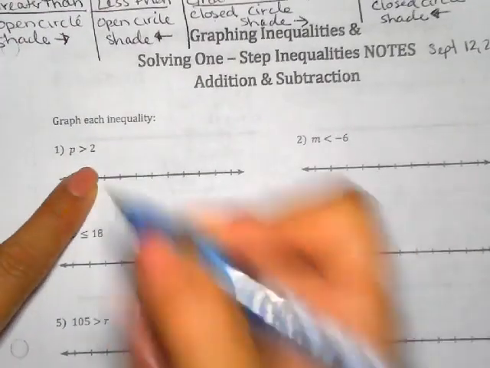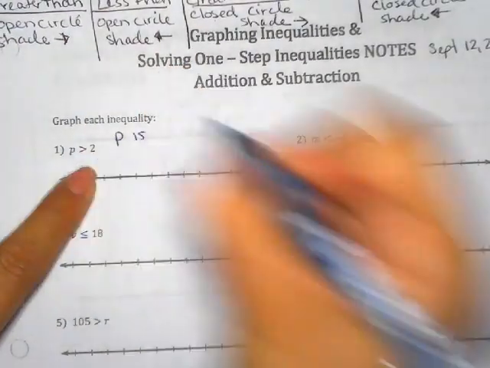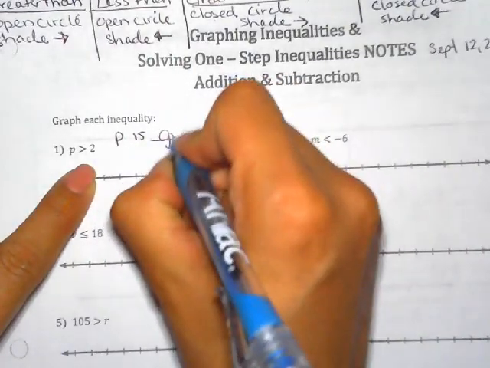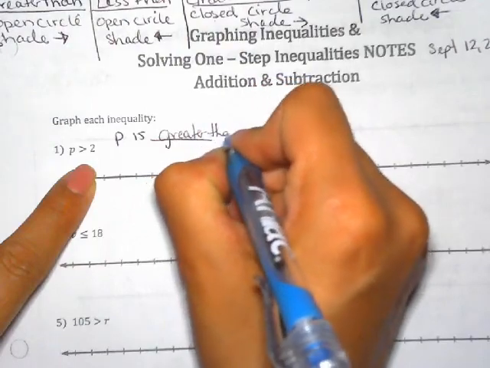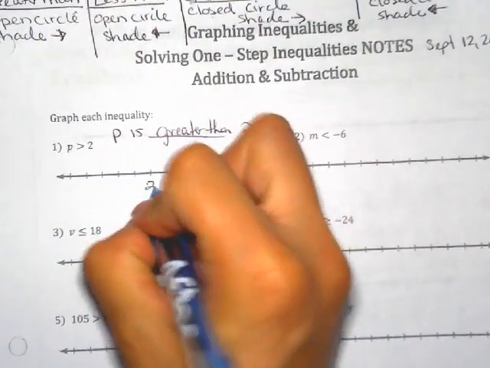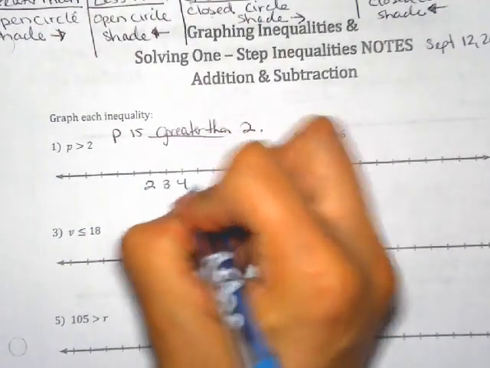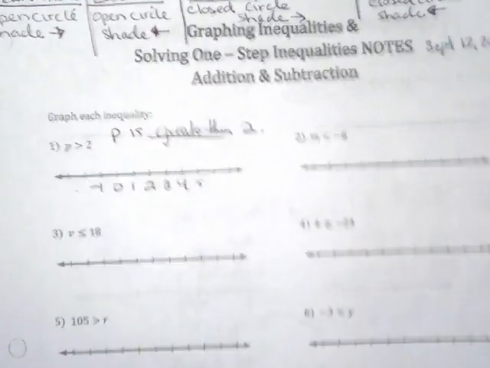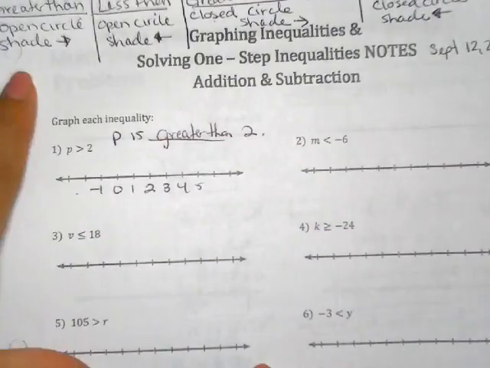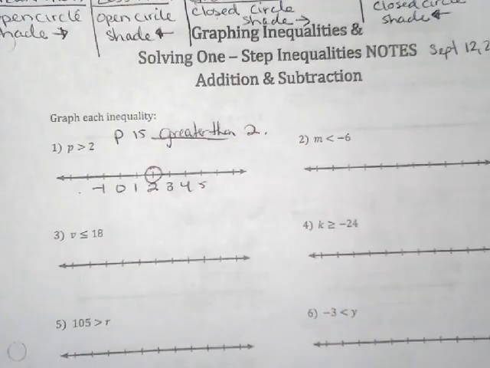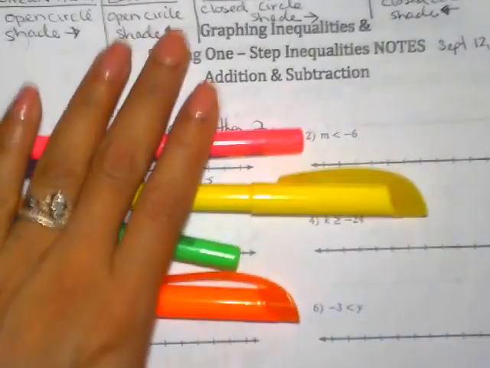So right here it says P is what then 2? Greater than. So if I had a number line, might as well put 2 right in the middle. Then this would be 3, 4, 5, and so on. 1, 0, -1, and so on. We said greater than is going to be an open circle, so put an open circle where 2 is in our number line. I'm also going to be using highlighters if you want to get some.